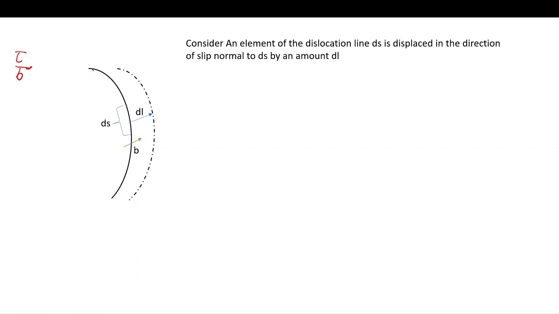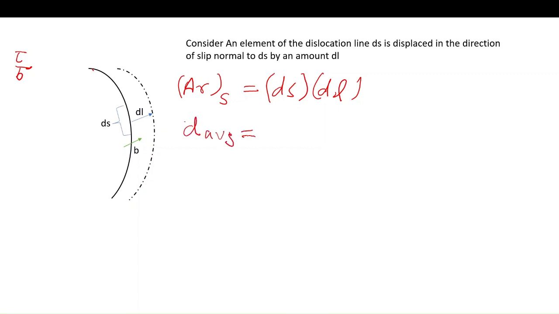First of all, the area swept by this element will be equal to ds into dl. The average displacement caused will be equal to ds into dl upon capital A, which is the area of this plane, times b, because at the end we will have the total slip of the magnitude of the Burgers vector. So for this intermediate region, ds dl upon A times b will be the average displacement traveled.